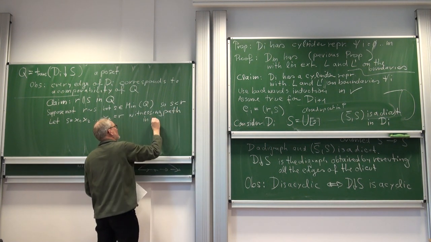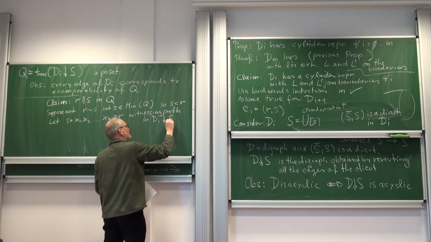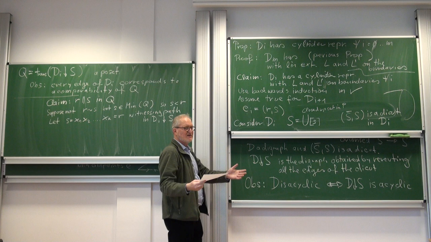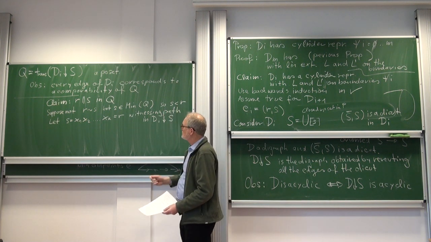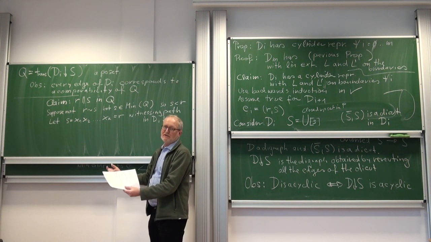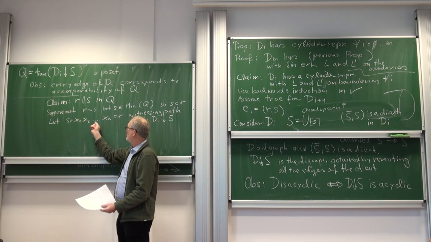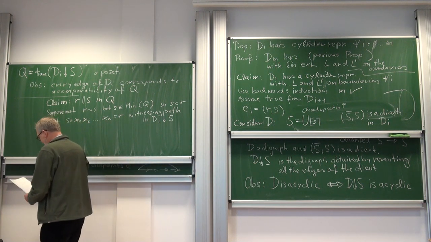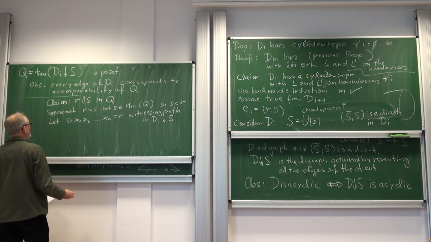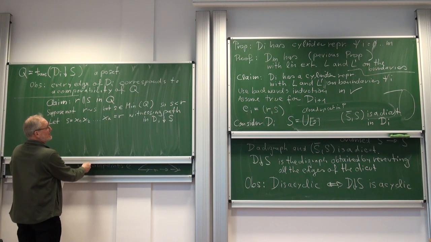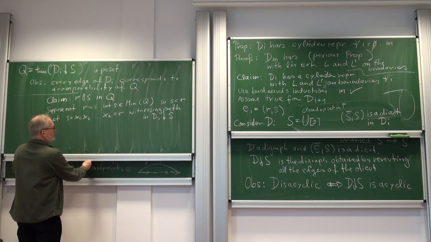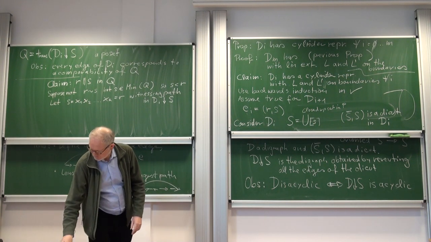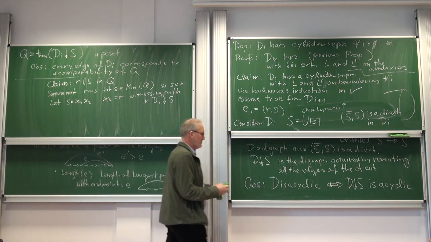Down S. If this is in the transitive closure, then in the generating digraph you have a corresponding directed path. And now we look at this path. Maybe I continue here.